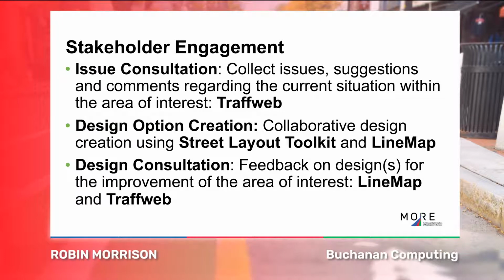And where those fit into the process, for issue consultation, we're collecting issues on the current situation within the area of interest. We use traffweb for that. And then for design option creation, we use the street layout toolkit for the workshop, and then linemap to create a digital design. And then the design consultation, that's where we get feedback on the designs for the improvement of the area, and we use linemap and traffweb.